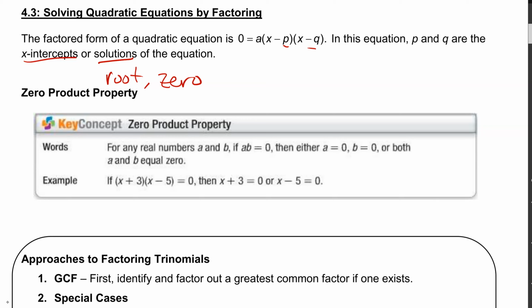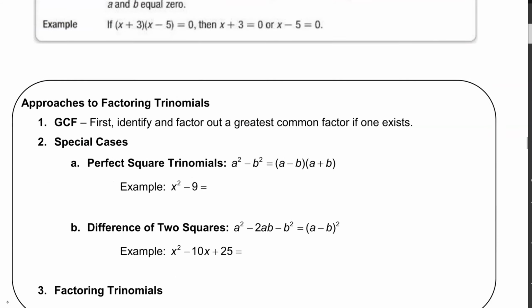You set each factor equal to 0. You're solving for the x-intercepts. Okay. So the zero product property, we're going to cover that in a second.